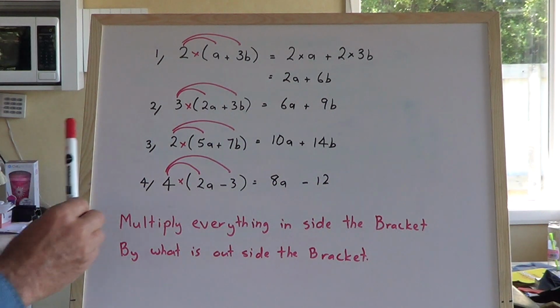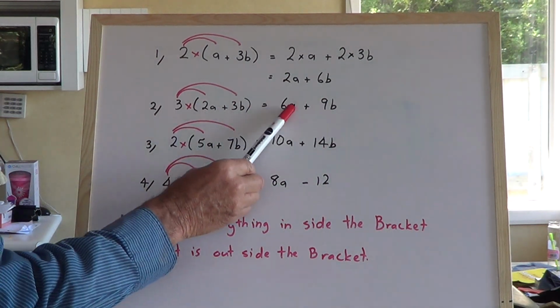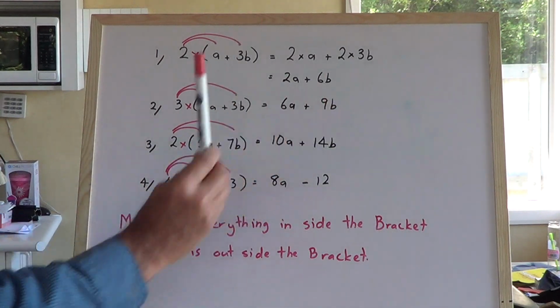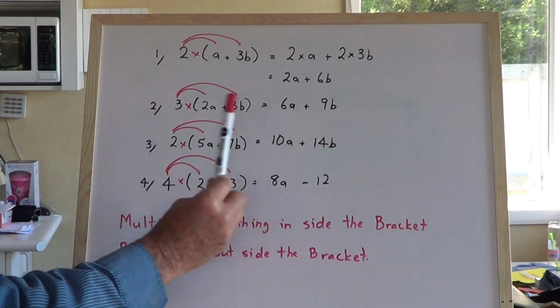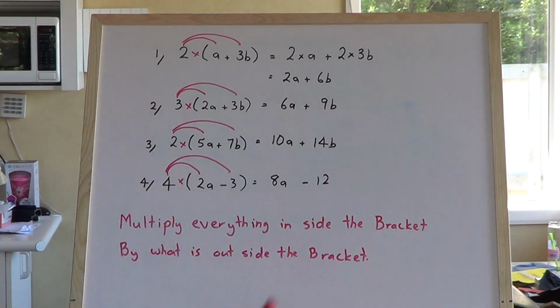Look at the next one. 3 2s are 6A, 3 3s are 9B. Next one, 2 5s are 10A, and 2 7s are 14B. Now we'll deal with a subtracting question.